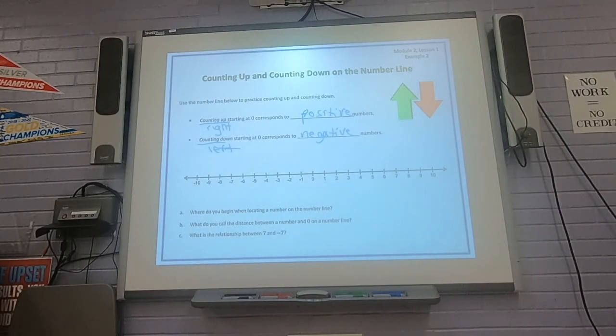Alright, so some questions they want us to answer. A says, where do you begin when locating a number on the number line? So you always want to start at 0. Alright, B says, what do you call the distance between the number and 0? So how many spaces are between that? We already said that's absolute value.